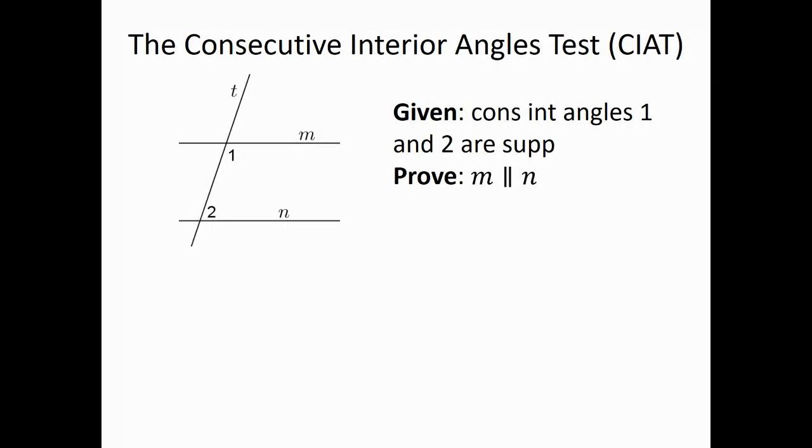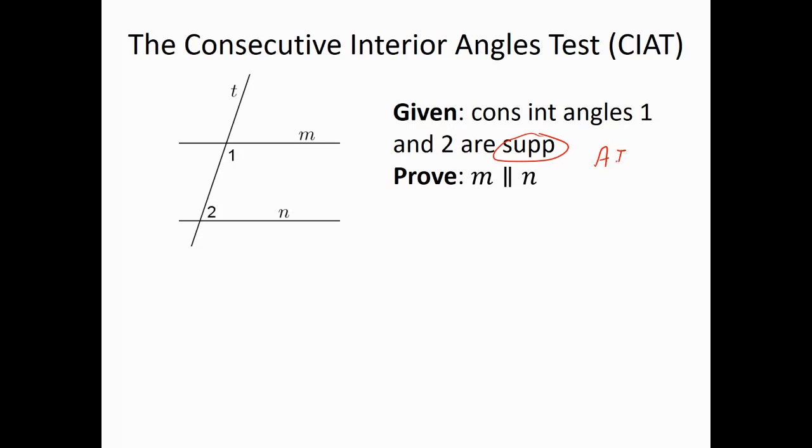Now, let's talk about how we'll prove one of these. I think, well, perhaps we'll do 2 together. Let's talk about how it is that we would prove the consecutive interior angles test. Okay, so here's the setup. We have 2 lines cut by a transversal that creates consecutive interior angles 1 and 2. And we also are given that they are supplementary, and then we will prove that M is parallel to N. How?